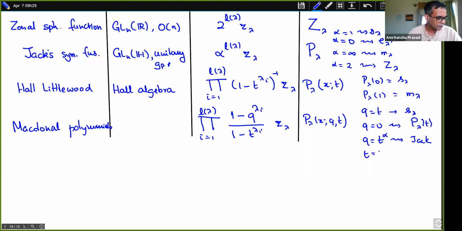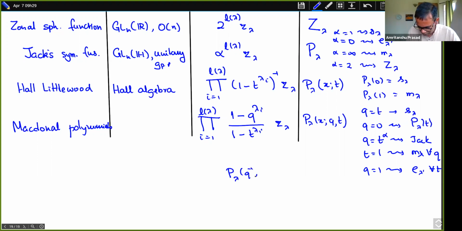T equals 1 gives M lambda for all Q, and Q equals 1 gives E lambda prime for all T. And then there's another very beautiful property which you can check from this characterization, which is that P lambda of Q inverse T inverse is P lambda of QT.